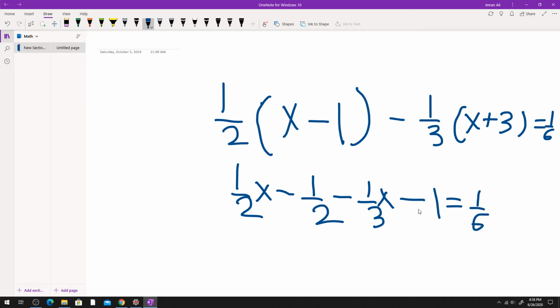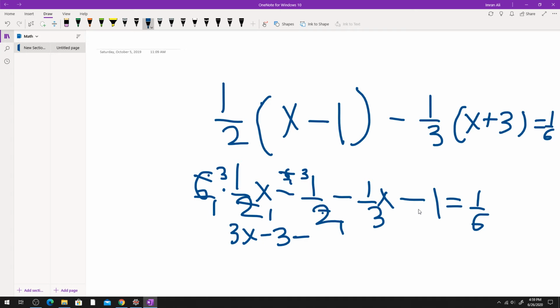Okay, now that we have all of these terms, we can now find the LCM. So there's two 2's, so it's 2, 3, and 6. The LCM is 6. So 6 multiplied by that is obviously going to be 3x. And then minus 1/2. -1/2 times 6 is, if you look at that, it's going to be -3.